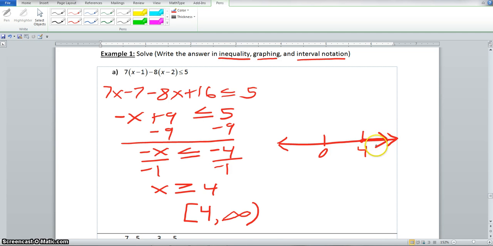Now, this is one way of graphing it. Another way of graphing it is using this here. Instead of the closed circle, since we use the bracket here, we can use a bracket here as well. So I will let you know in class which one I want you to use. But remember, closed circle and bracket means the same thing.